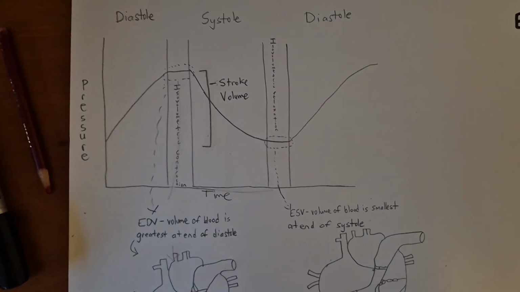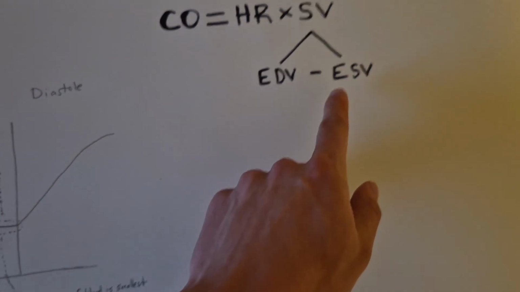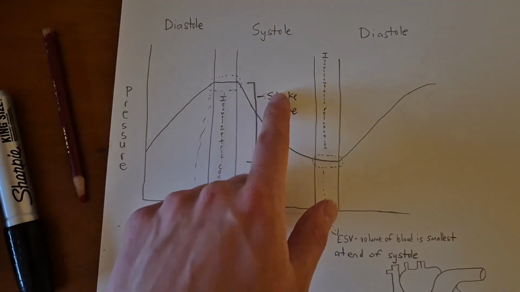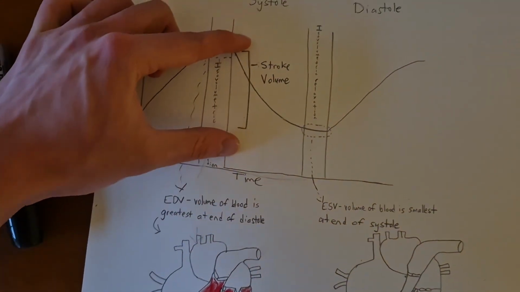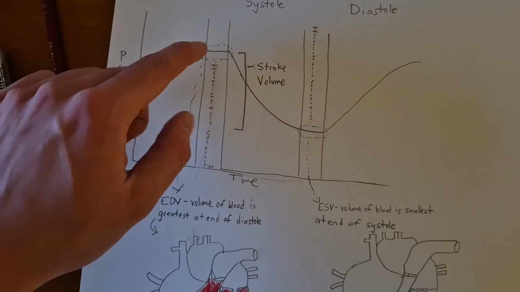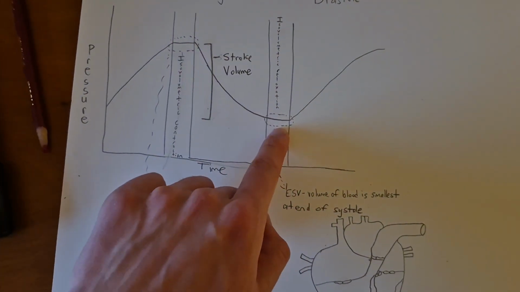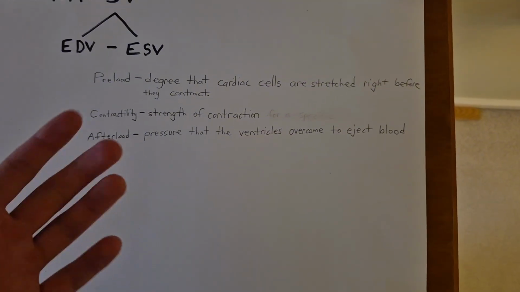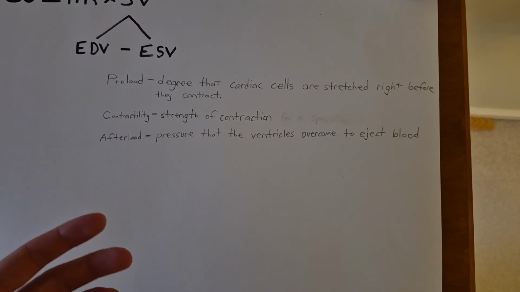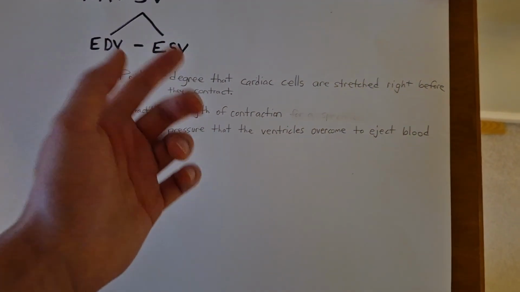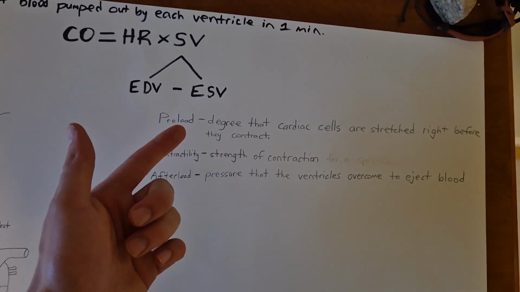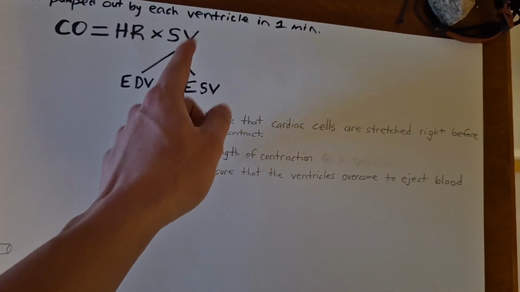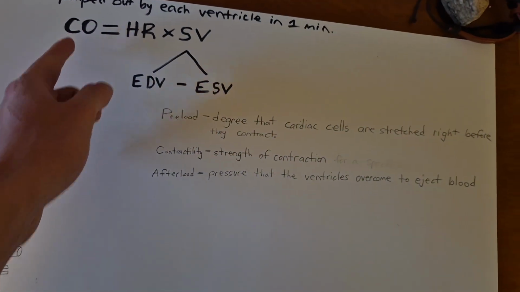So that's what end diastolic volume and end systolic volume are. And the difference between the end diastolic and the end systolic volume is going to be our stroke volume, which is represented within this gap right here. All right, so these three definitions right here are the factors that can affect the end diastolic volume and the end systolic volume, which will ultimately affect our stroke volume, which will ultimately affect our cardiac output.